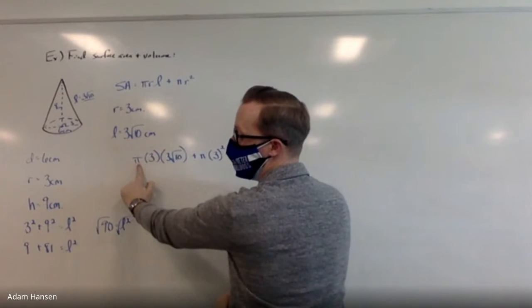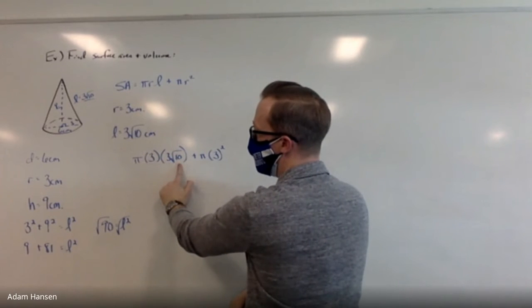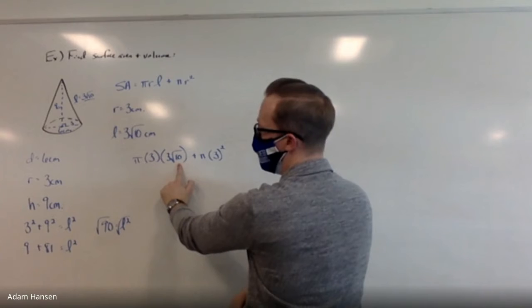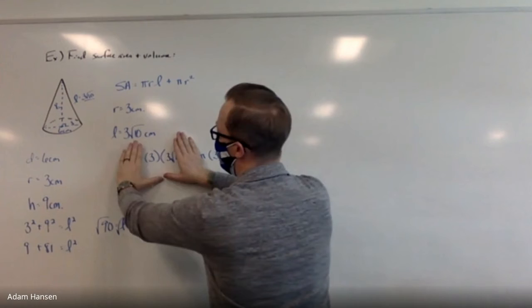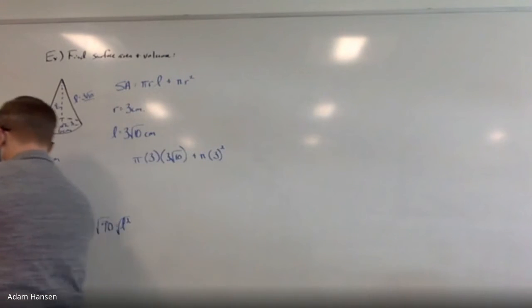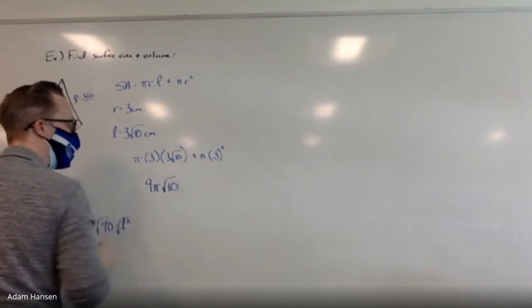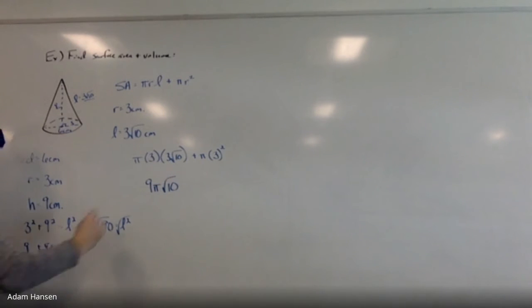Pi is irrational. It's some non-repeating, never-ending decimal. Same thing with radical 10. You type it into a calculator, use its decimal form, you're going to have to round somewhere. I want to get the exact value. So let's just multiply the 2 whole numbers. What's 3 times 3? Let's call that 9 pi square root of 10. 3 times 3 makes 9. The rest I'm going to leave in terms of pi and root 10.